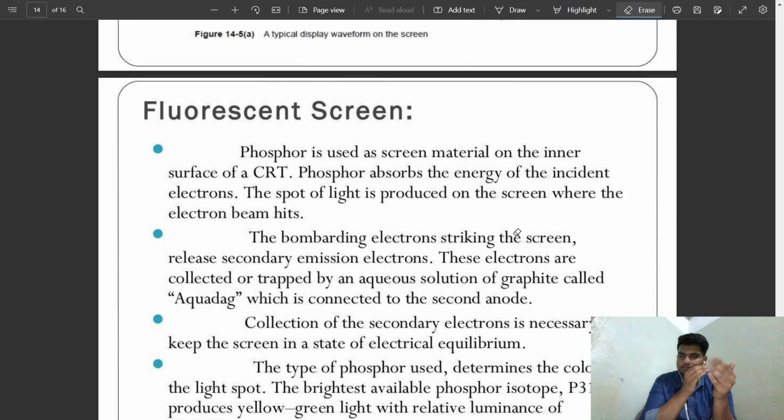Phosphors absorb the energy of the incident electron, okay? The electron is a charged particle, and we give it acceleration, pre-acceleration, post-acceleration, and a focused beam so that it has a good amount of velocity. So when it strikes the phosphor, the phosphor gets excited. Let's get into a bit of chemistry. What happens when an excitation occurs? When an electron in a low band jumps to a high band, we know the valence band and high band, low band, okay.